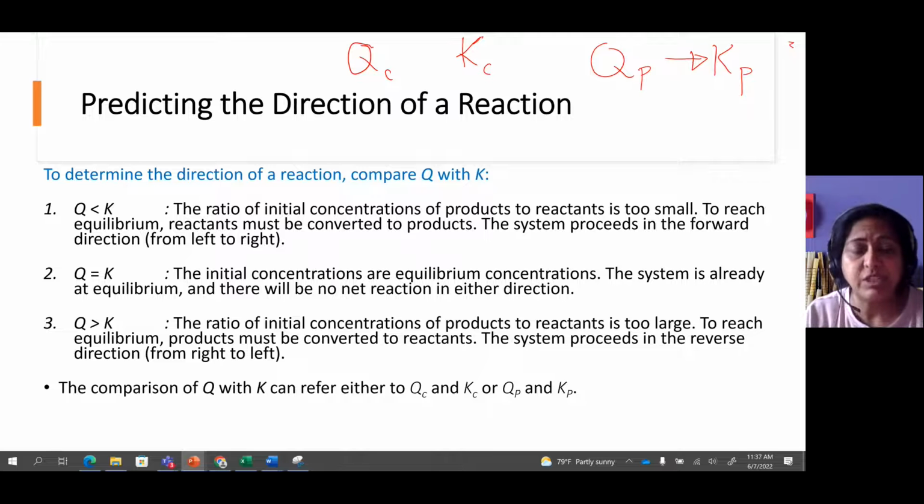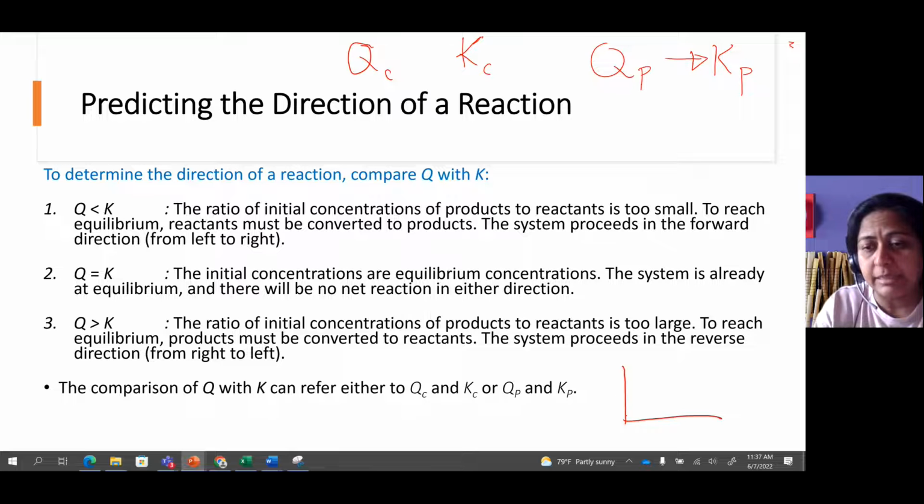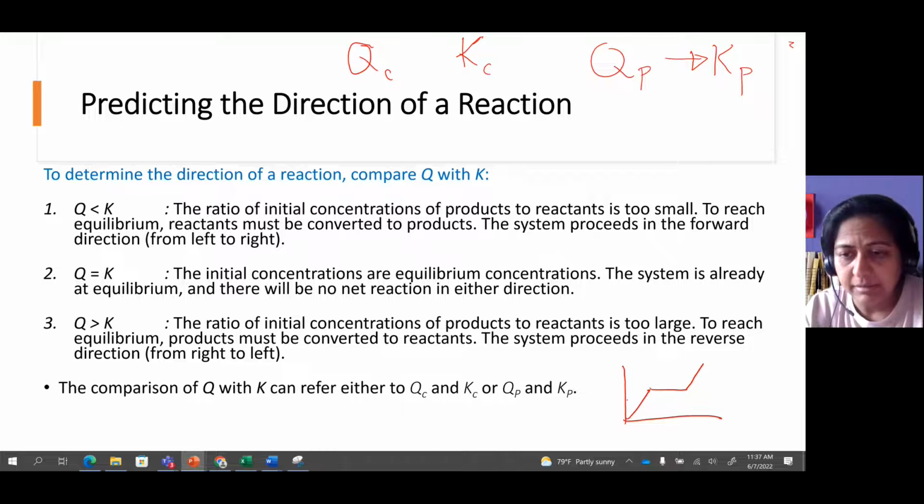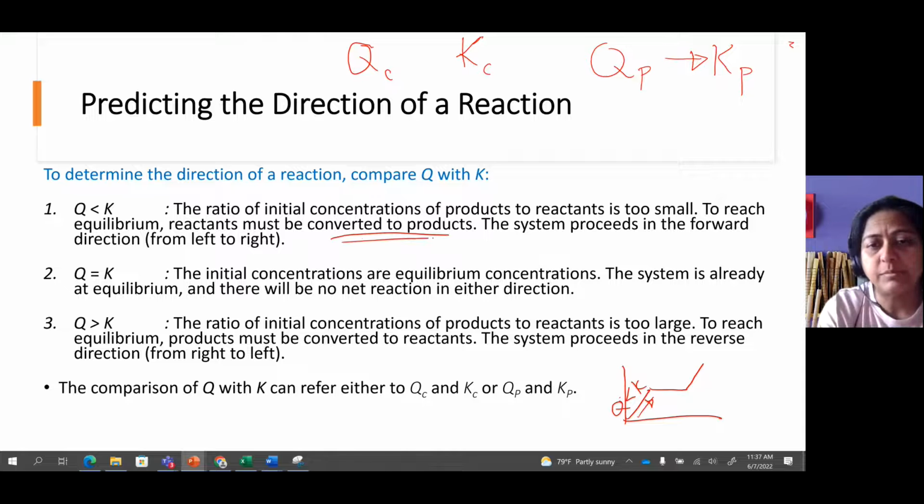Right, what is the relationship? Let me draw a diagram, a graph like this. If Q is less than K, then the reaction will move forward, from left to right, and make more products.